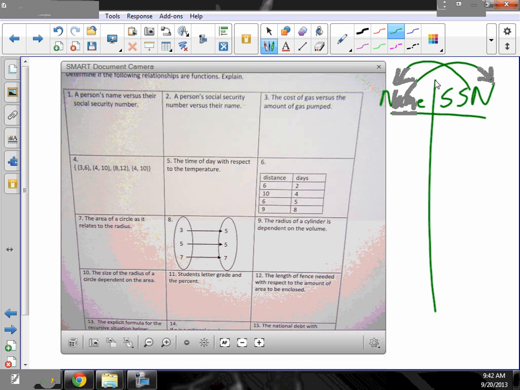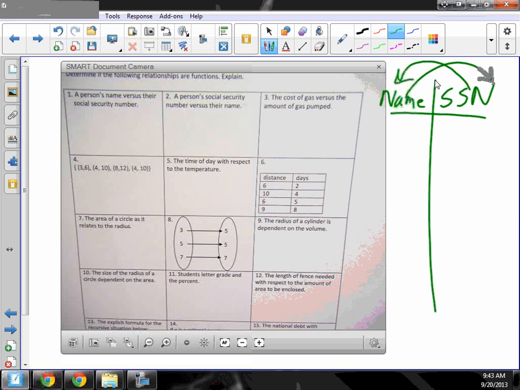No. Why not? A 6 goes to 2 and a 6 goes to 5. If I invert this, is it a function? Yes, because all of the x's are unique. Number 7, the area of a circle as it relates to the radius. So if I pick an area, so let's say 2 square feet, how many radii are there that will create a circle of 2 square feet? Just one. So this would be a function. If I change the area, it changes the radius, but there's only one radius per area. Good? Number 8.